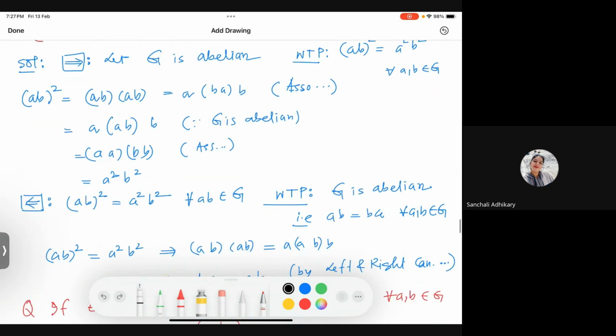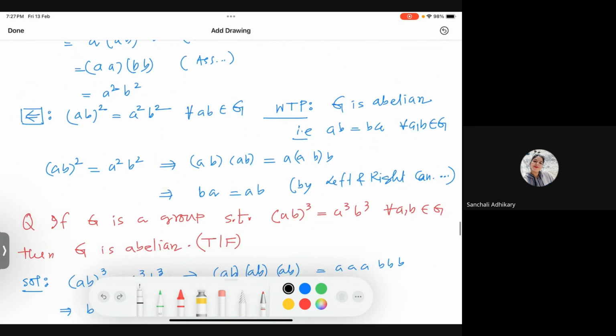But what about the converse part? For the converse part, I want to prove AB is equal to BA. This is true for all A, B belonging to G. I want to prove G is abelian. So I want to prove AB is equal to BA for all A, B. So take any two arbitrary elements, A and B.